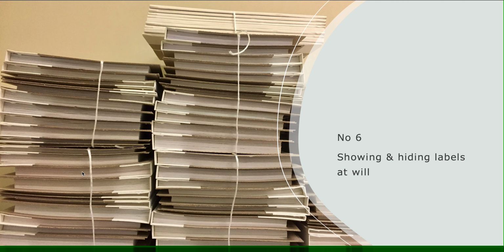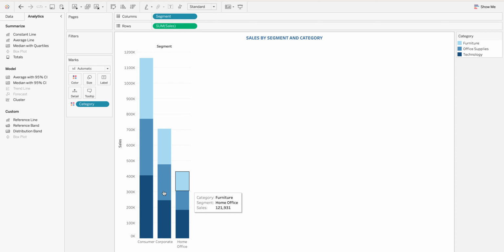Why? Because sometimes your visualization might look too crowded, right? You may have a bunch of information in there, very difficult to digest. This only represents the sales by segment, broken down into categories. So we have three categories here, right? Furniture, office supplies, and technology. So here's the furniture, this is office supply, and then technology, and it's for each of these three segments.